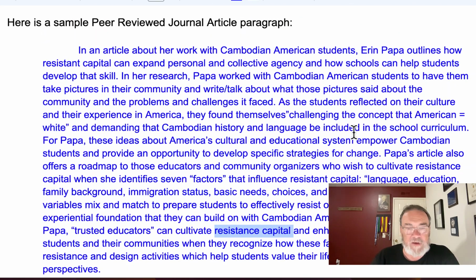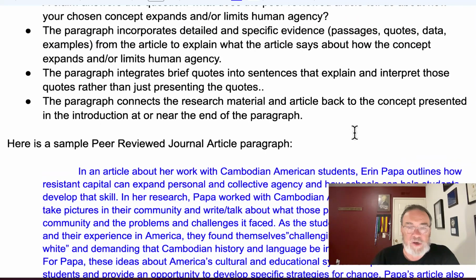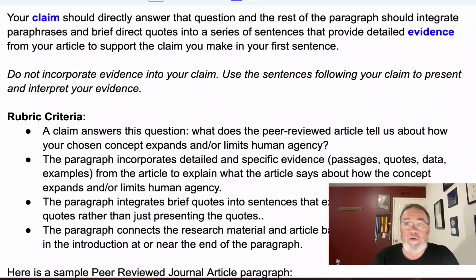So I just wanted to highlight some examples of the kind of support we want to try to incorporate into our drafts of our peer-reviewed paragraphs. And remember, it's just a draft. We just want to get some quotes worked into some sentences with some explanations and interpretations, and we'll see where we go from there, and we rewrite it and we make it better. So it's more important to take a shot at it than come to class with something perfect.